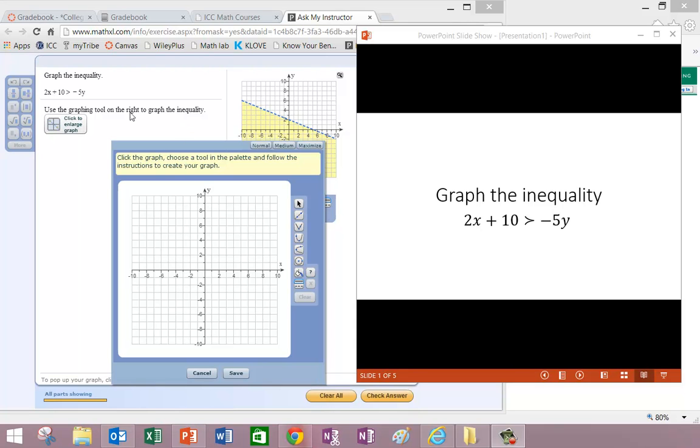Good afternoon. This is Joan Summers, and I'm going to explain how to graph the inequality 2x + 10 > -5y.